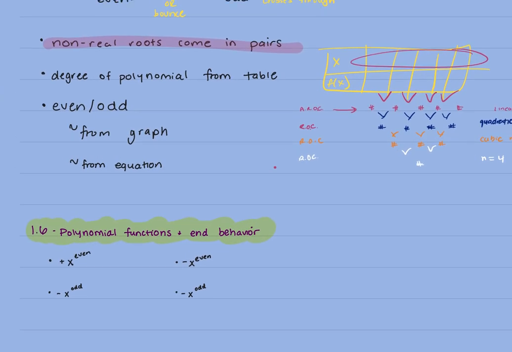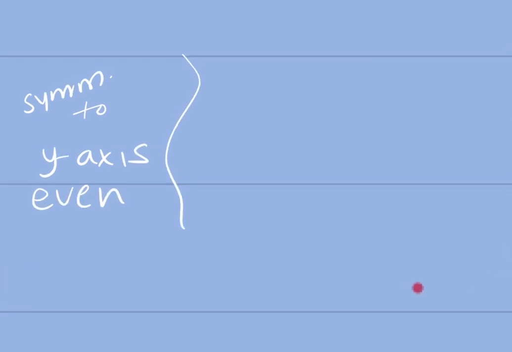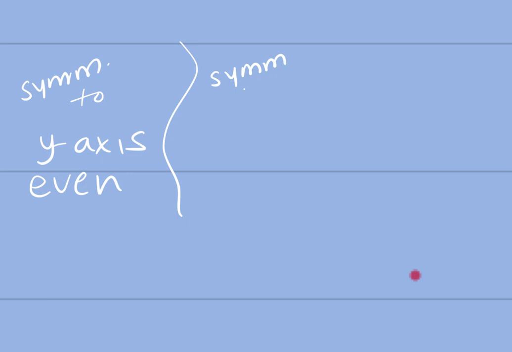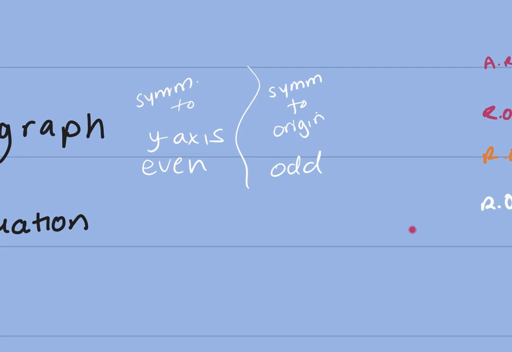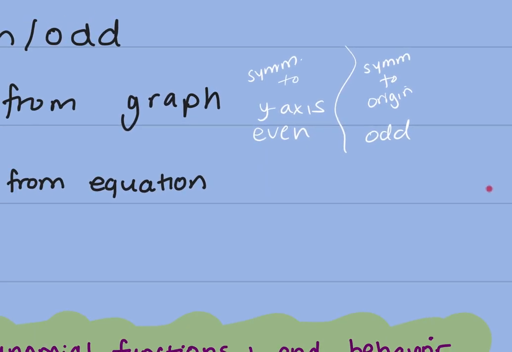All right, then even and odd, 2 ways: from a graph or from your equation. So if it's from a graph, you're looking to see, is it symmetric to the y-axis? And then it would be even. And then symmetric to the origin, and that's odd, or every coordinate point has the opposite. And then from an equation for the y-axis, you're looking for f of negative x to go back to f of x.